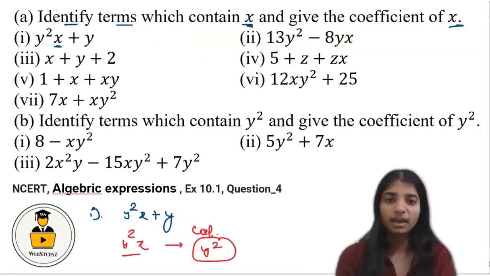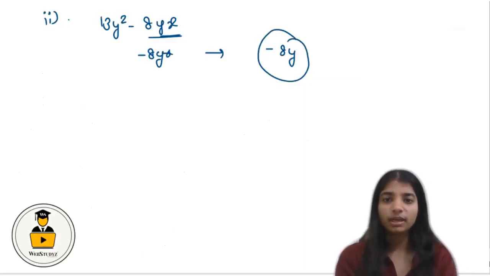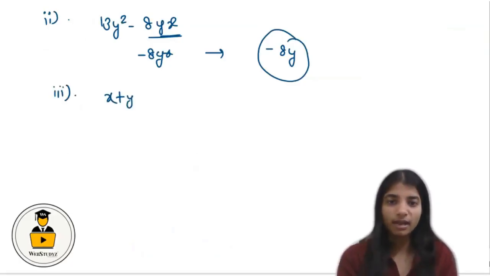The third part is x plus y plus 2. In this expression, x plus y plus 2, the term containing x is x, and the coefficient for this is 1. So this is the answer to the third part.